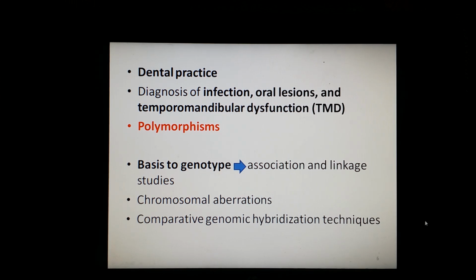Moreover, this microarray provides a basis to genotype thousands of different loci at a time, which is useful for association and linkage studies to isolate chromosomal regions related to a particular disease. And this microarray can also be used to locate chromosomal aberrations, and these chromosomal aberrations are basically related to cancer.